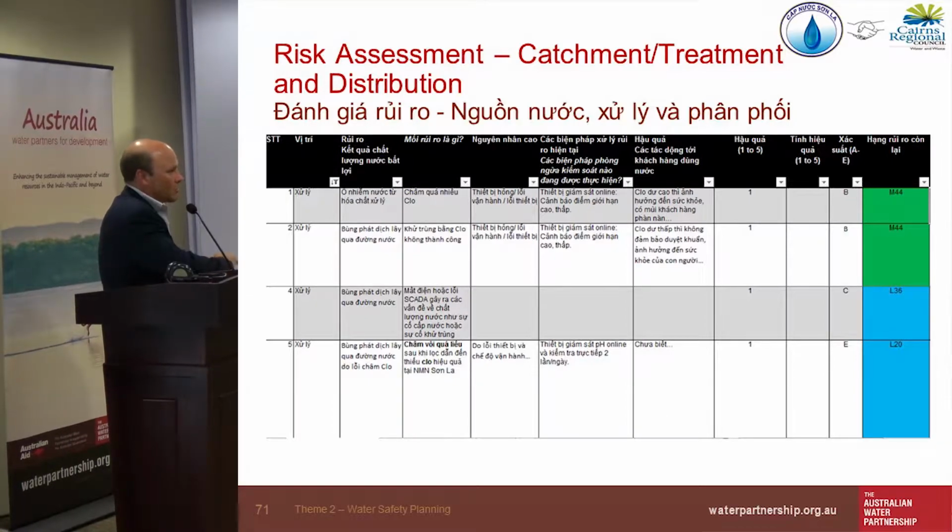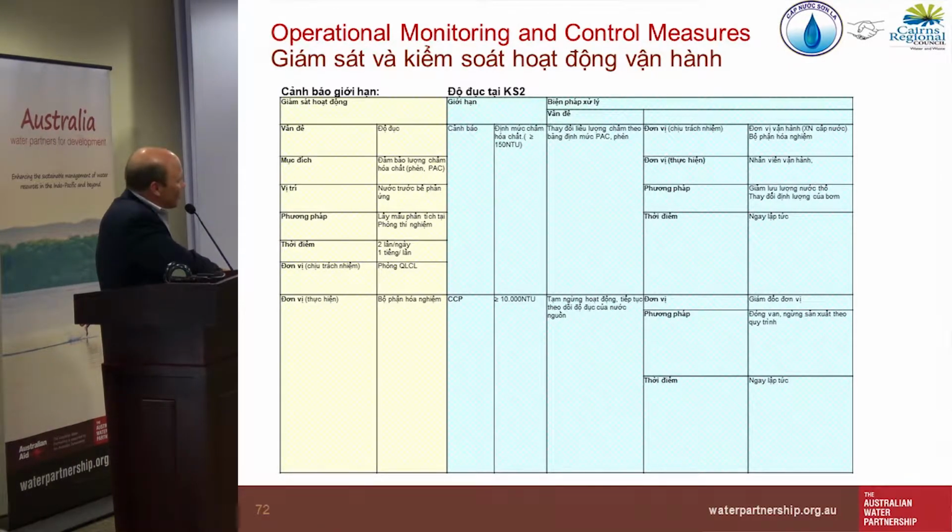We're also able to categorise the hazards, whether it be the catchment, the treatment, or the distribution network. So we had a big robust discussion about those three areas and those hazards that were identified. From that, we were able to look at their control measures.